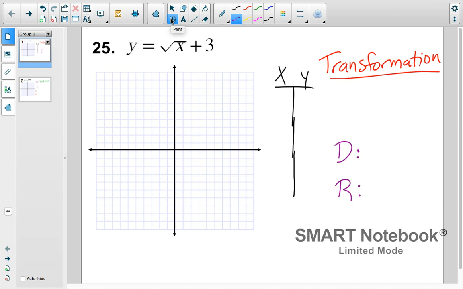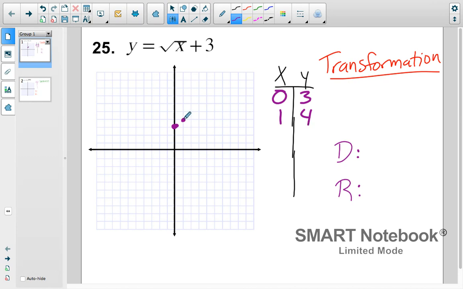So this time I'm going to pick, let's start with 0. Square root of 0 is 0. 0 plus 3, 3. 0, 3 is your first point right there. Now let's pick 1. That's another easy one. Square root of 1 is 1. 1 plus 3 is 4. So your next point is 1, 4.